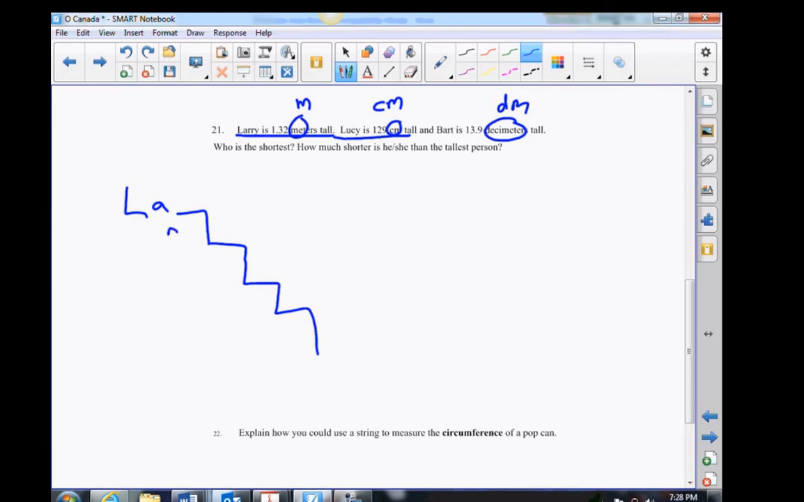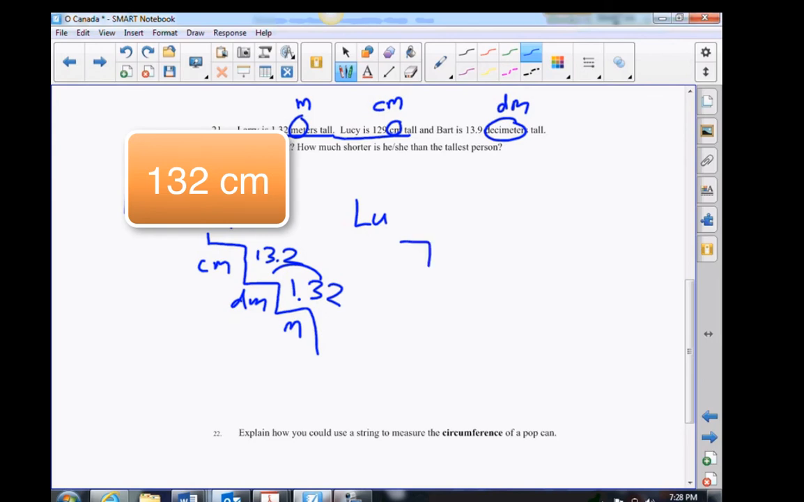And so I put the millimeters, centimeters, decimeters, and meters down. And Larry is 1.32 meters. And actually, because I'm not going to be using millimeters, I'm going to take that off. So I only need 3 stairs. So, Larry is 1.32 meters. He is 13.2 decimeters. And then 1.32, 1.32. He is 132 centimeters. I'll correct that in a second.